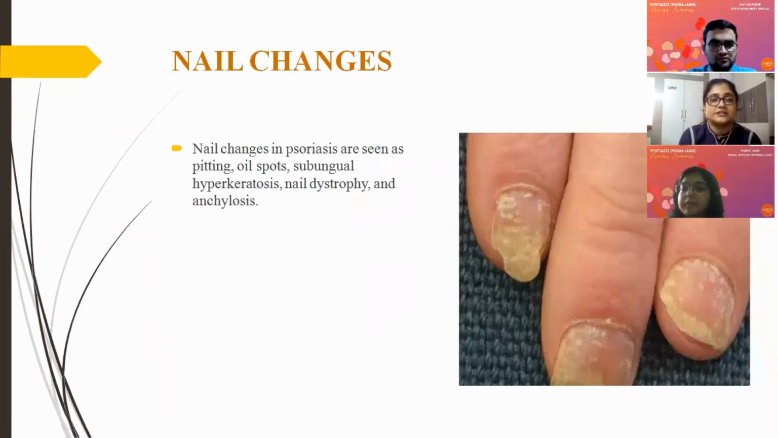The nail changes in psoriasis: there will be pitting in the nails. There will be oil spots; you can see these are the spots. Subungual hyperkeratosis in the nail bed, nail dystrophy, onycholysis, and ankylosis. These are the changes that occur in nails.